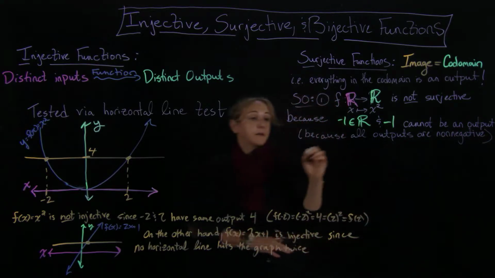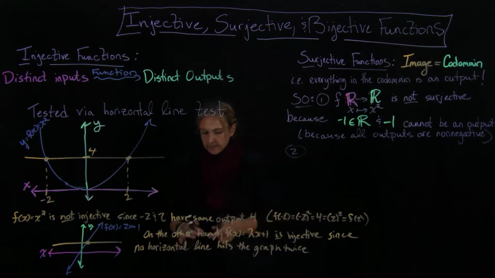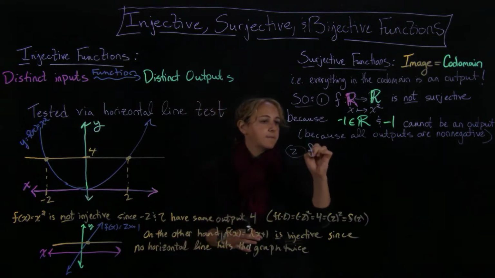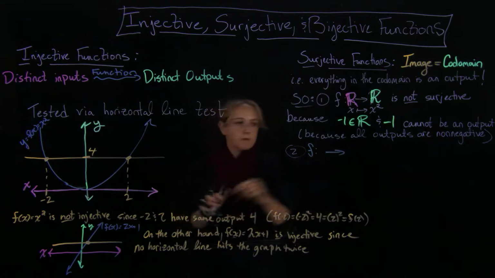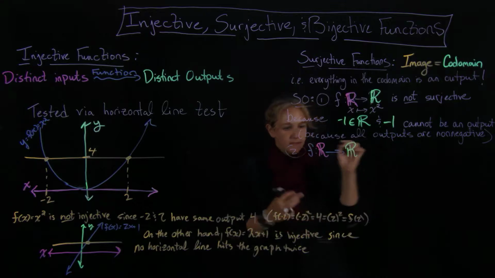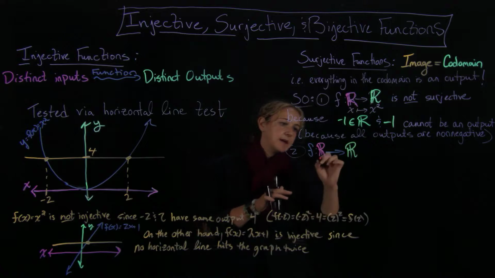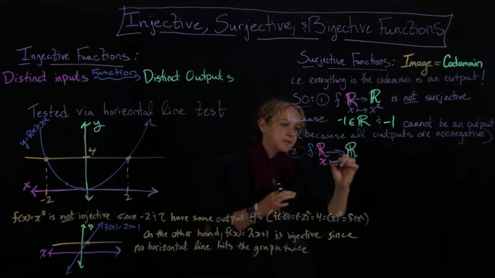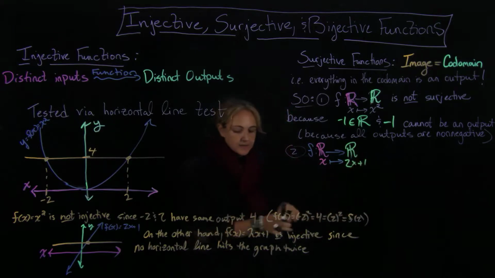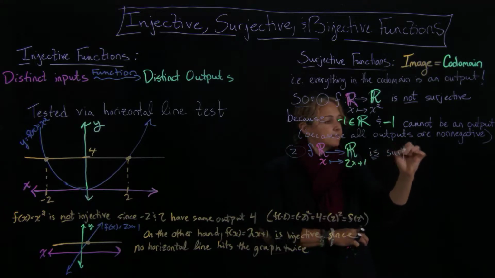On the other hand, looking at the other function that we talked about, f is going from the real numbers to the real numbers, and here it's defined by x going to 2x plus 1. So this is surjective.